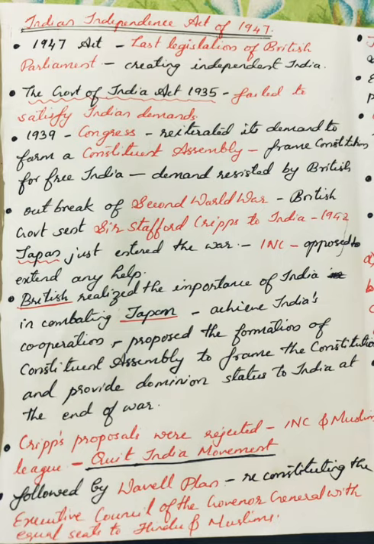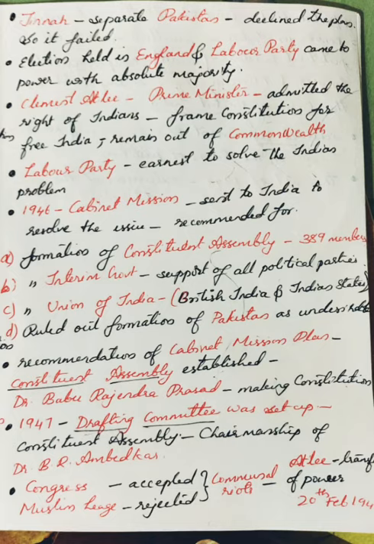The Wavell Plan proposed reconstituting the Executive Council of the Governor General with equal seats for Hindus and Muslims. But what happened? Muhammad Ali Jinnah, from Pakistan, stood for a separate Pakistan and hence declined the plan. So it failed. The Wavell Plan failed.